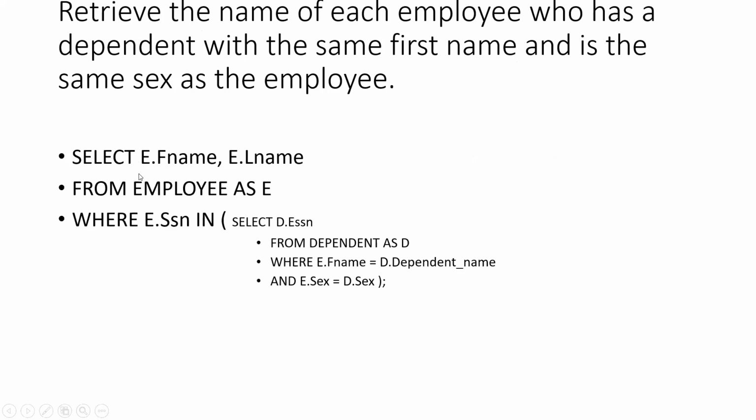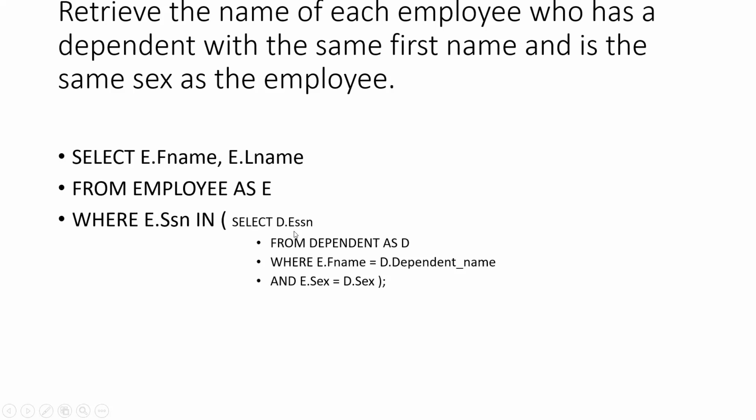Here, the query is selecting the employee's E dot first name and E dot last name. The employee is renamed as E. So the from clause is from employee as E, where the condition is E dot SSN, we are selecting the employee's SSN.